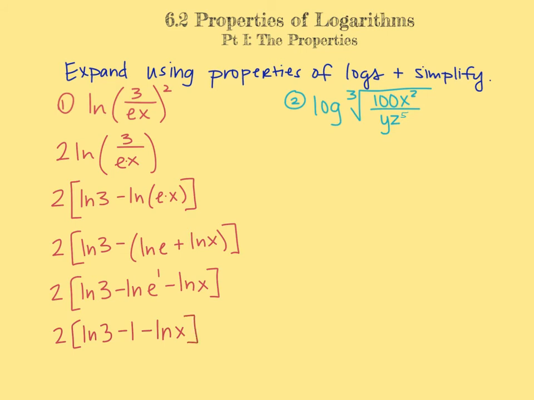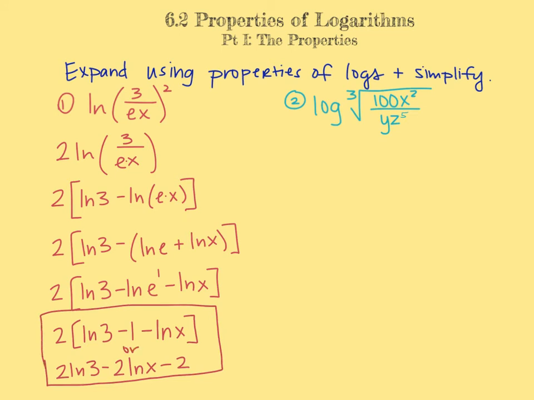We could keep going if we wanted to. This is a fine place to stop, but what I'm going to do is multiply the 2 through. So we'll have 2 ln 3, and I'm also going to write the natural log terms first. So then it's minus 2 ln of x, then it's minus 2 when we simplify through. So either one of these is fine for simplifying, but what we've done is expanded, and we've simplified any terms possible. So the ln of e was 1.